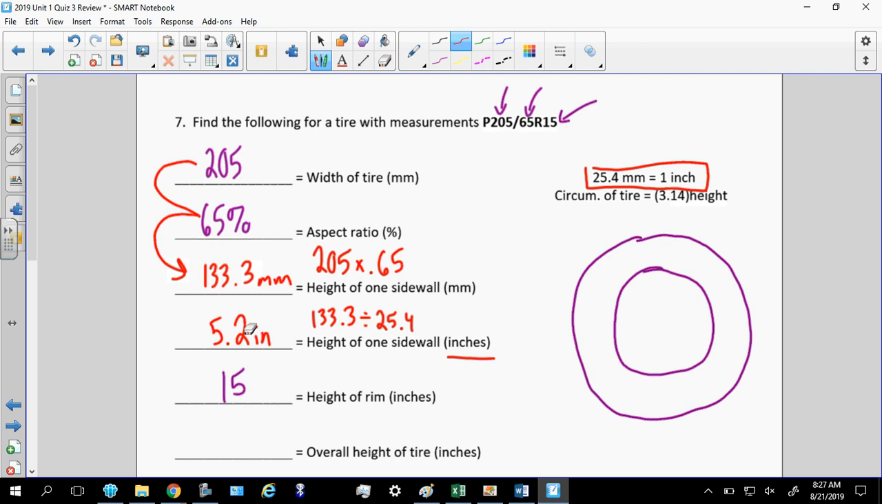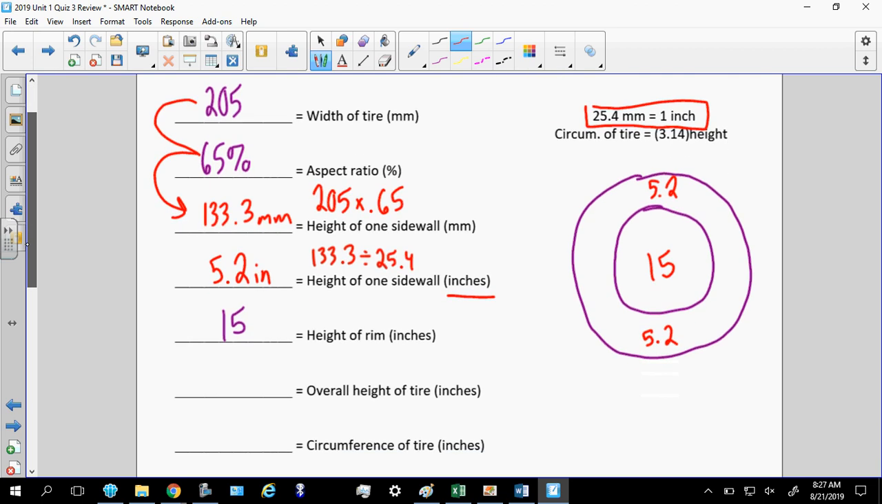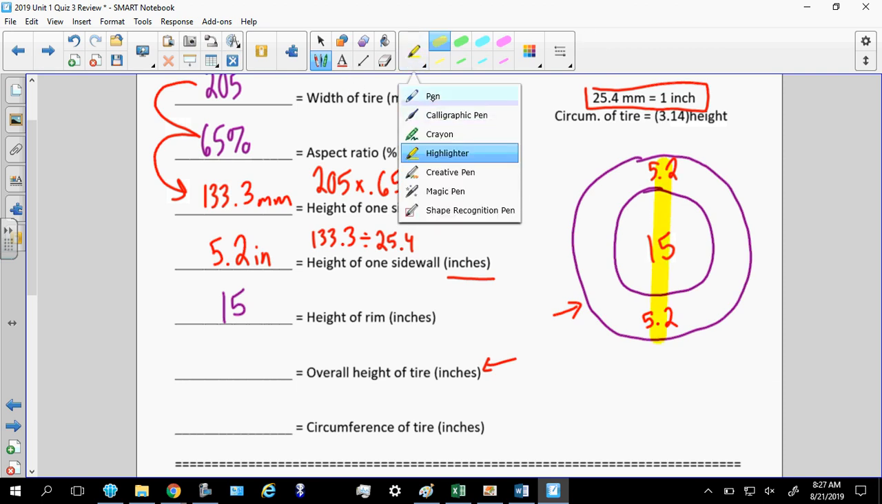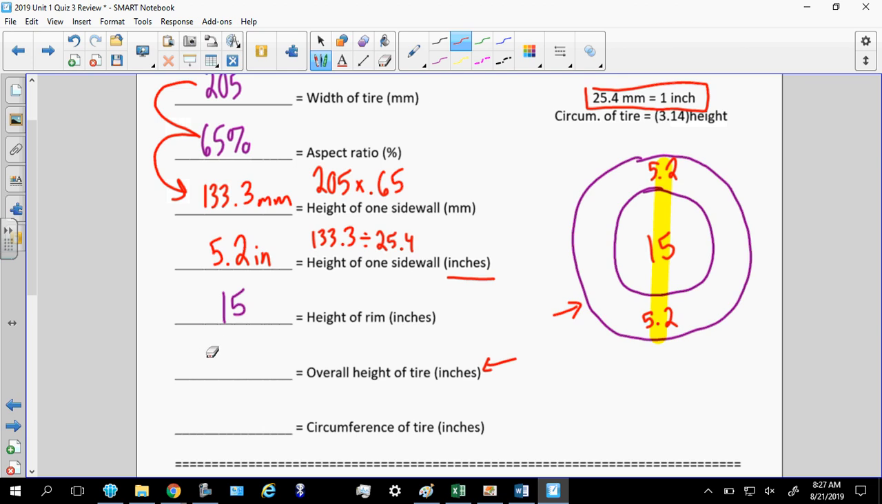Now, again, I drew this donut to help me out. 5.2, 5.2. The rim height is 15. The reason why I always like to draw a picture is because for some odd reason, students get stuck here. They just don't know where to go. Well, if you draw a picture like so, you know exactly what you need to do to find the height. Add up all of this information. So when I add up all this information, I get a grand total of 25.4 inches.